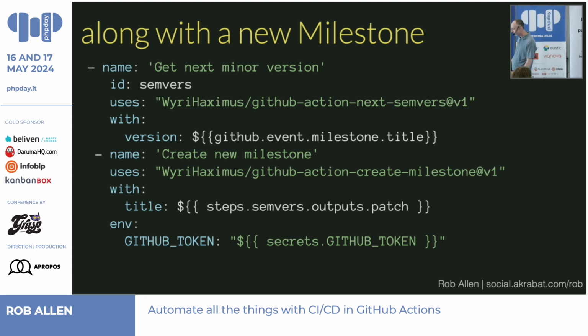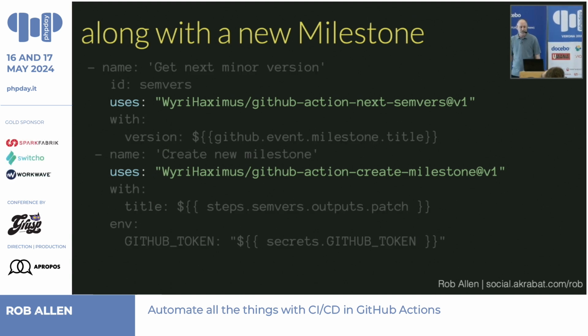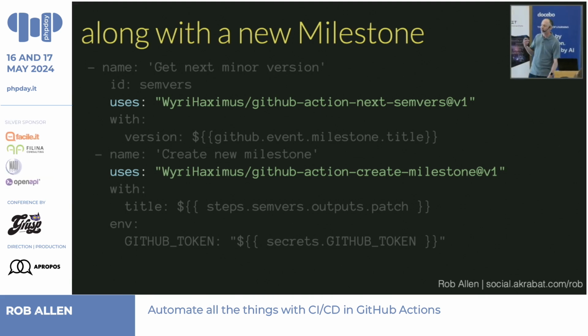And we create a new milestone the same way, because if I close this milestone, I need a new milestone for the new work that's happening, unless of course you've finished your project completely. But most of us haven't. This requires two different actions. Next semver will return us the next version number. So I've just closed version 1.1.1. It will generate 1.1.2 for me. And then create milestone will do the work for me. So now I've automatically created the next milestone. I haven't forgotten to do it. The system has done it for me.